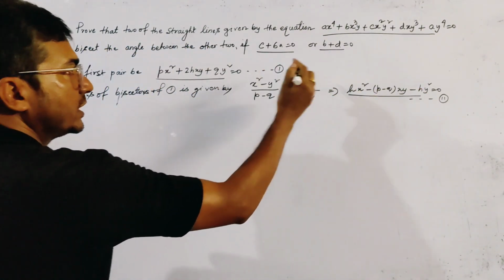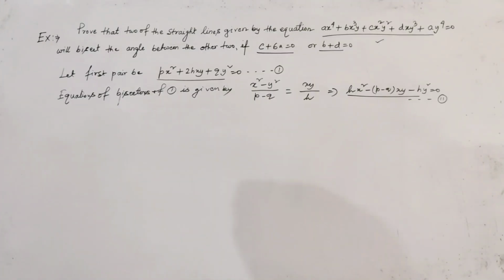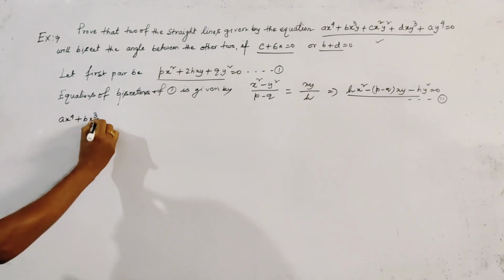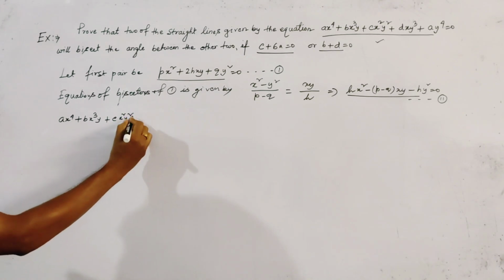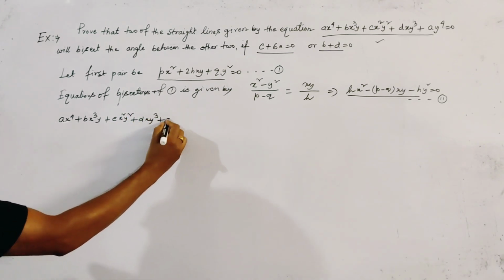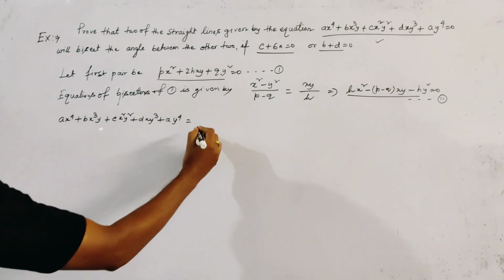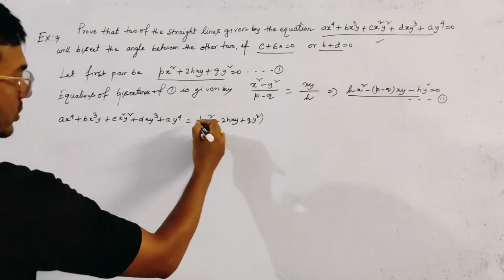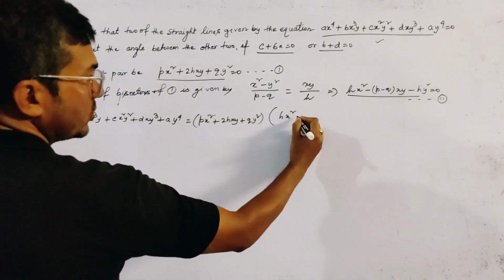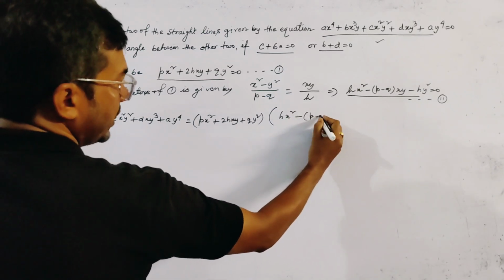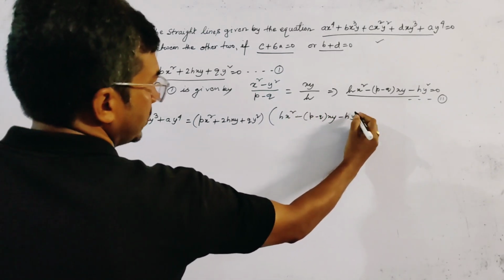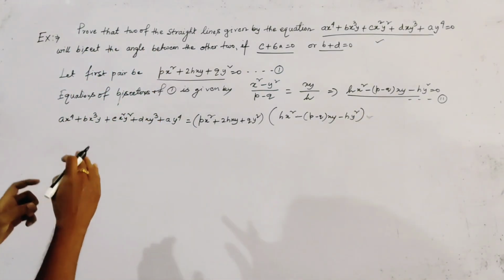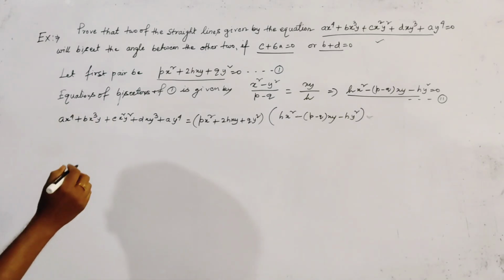Now, equation 1 and equation 2, the pair of straight lines 1 and pair of straight lines 2, together represent the given lines. This is a 4-degree equation, so we can write ax^4 + bx^3y + cx^2y^2 + dxy^3 + ay^4 = (px^2 + 2hxy + qy^2)(hx^2 - (p - q)xy - hy^2).